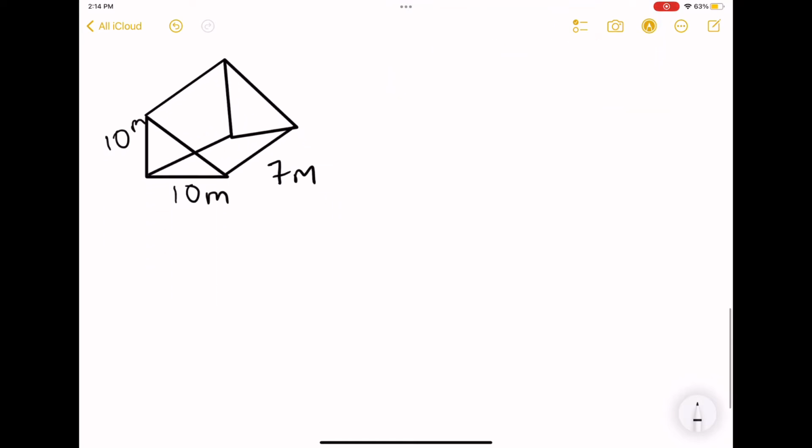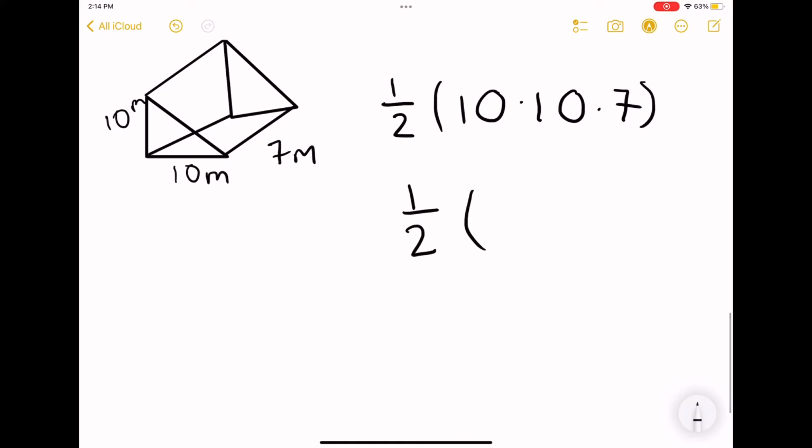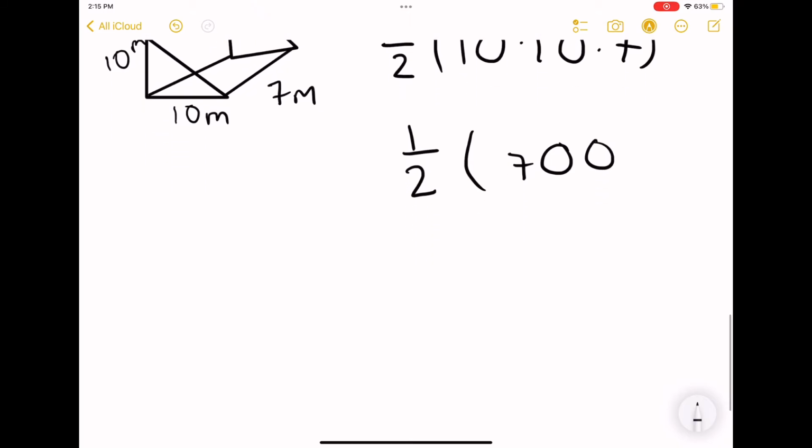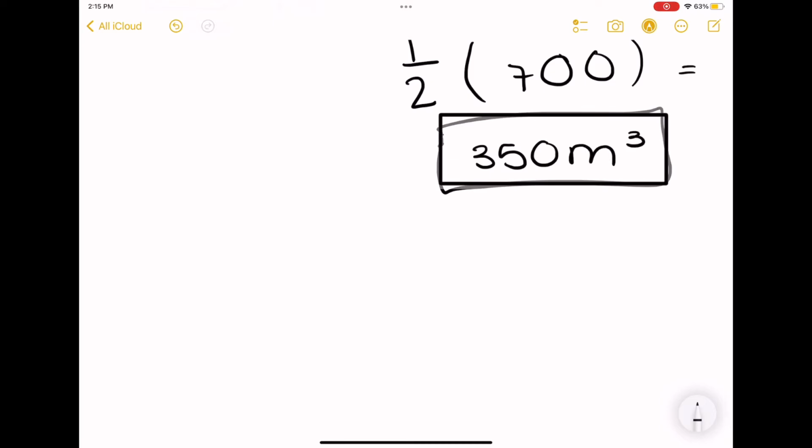Now let's say we have 10 meters, 10 meters, and 7 meters. So the height is 7 meters, but that doesn't really matter since we're going to multiply all of these numbers anyway. But once we multiply them, we get 700. And what is 1/2 of 700? That is 350. And remember, since we have the unit of meters, and because we are doing volume, it's meters cubed.